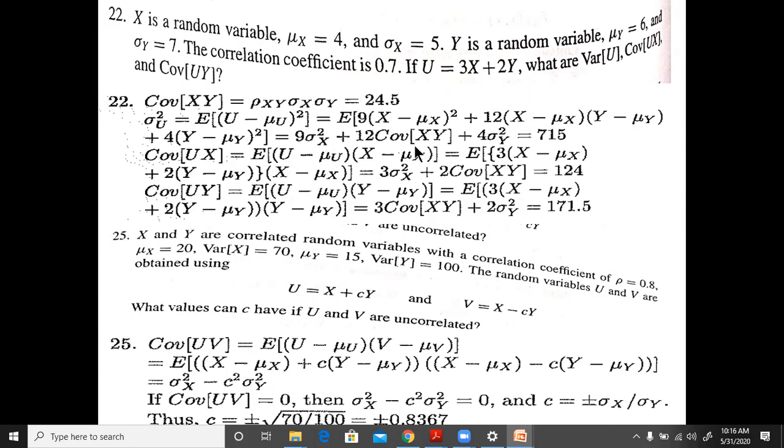For this term he is writing this, and this he is writing separately, and that will give you 3 sigma x square plus twice of covariance of xy. If you expand that, you will get at the end 124. Similarly, covariance of uy can be written as this, and this is the same thing as this quantity over here, but only you are trying to multiply with this. So that will become 3 of covariance of xy plus 2 of sigma y square, equal to 171.5.